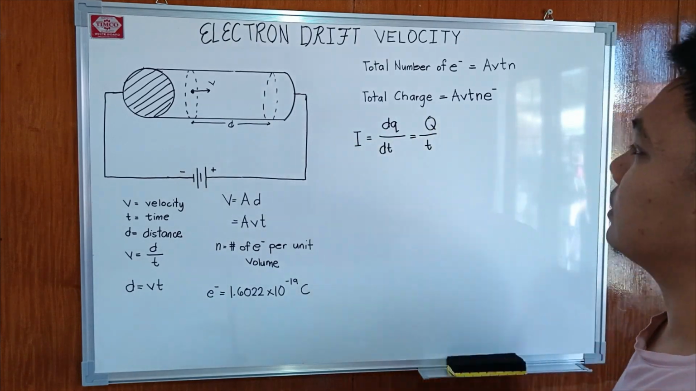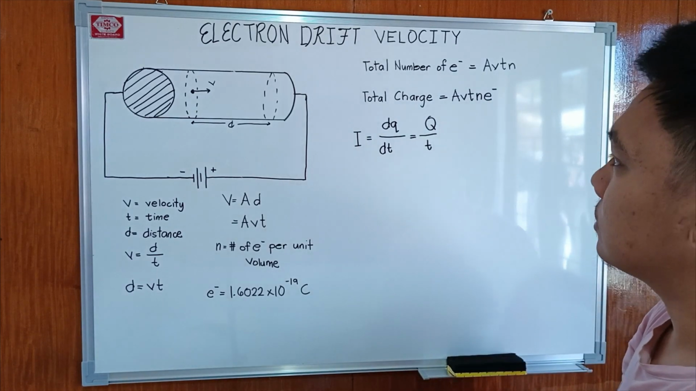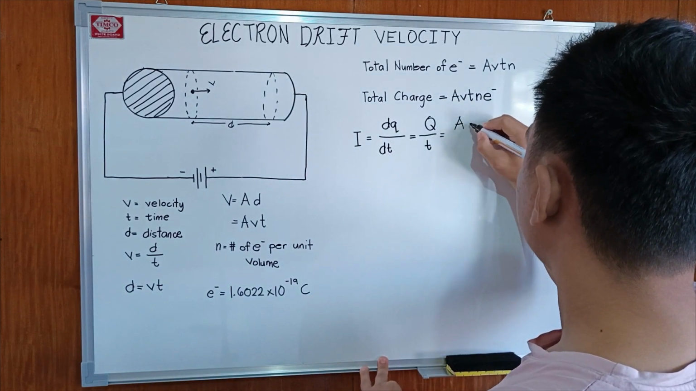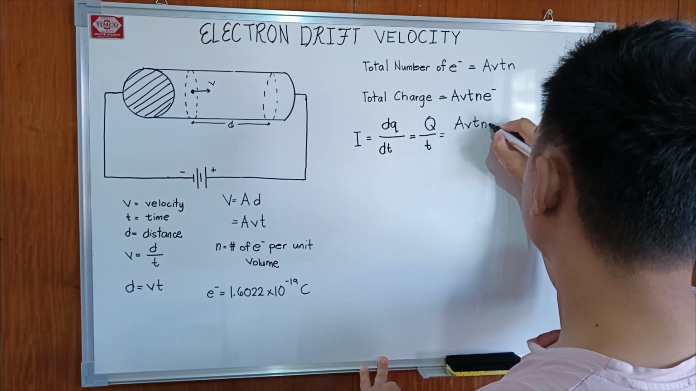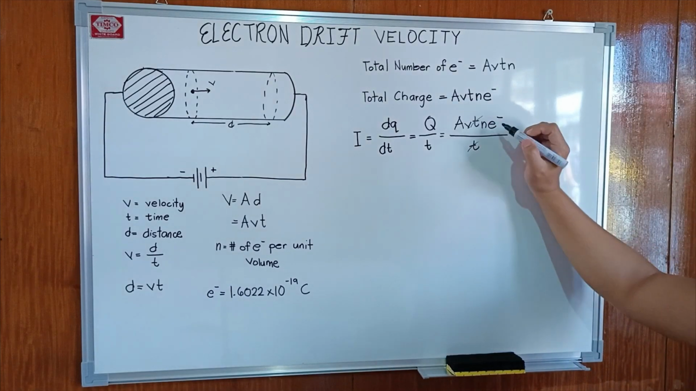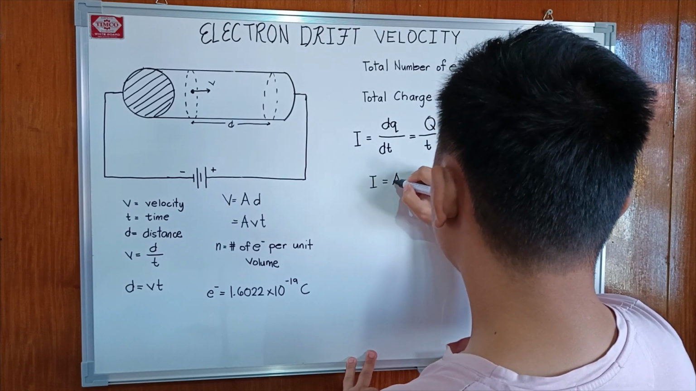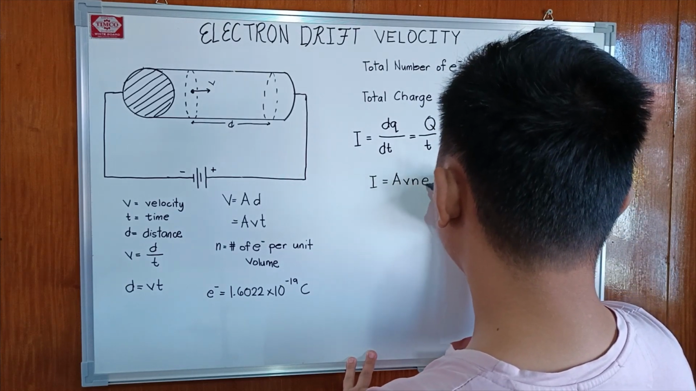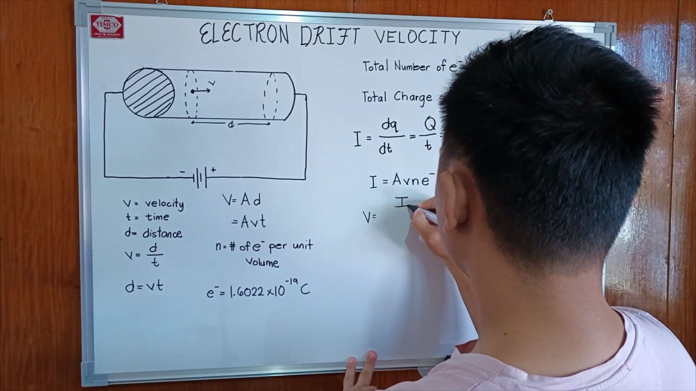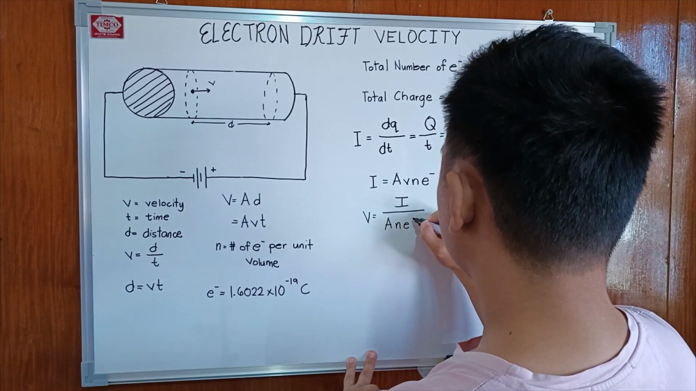I equals Q over t. So this Q will be the total charge and t the given time. The charge that we had earlier is A v t n e, divided by the time. Time will just cancel. So our final formula now is I equals A v n e, and solving for the drift velocity, v equals I over A n e.